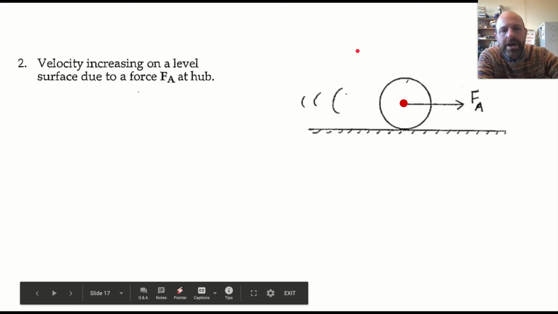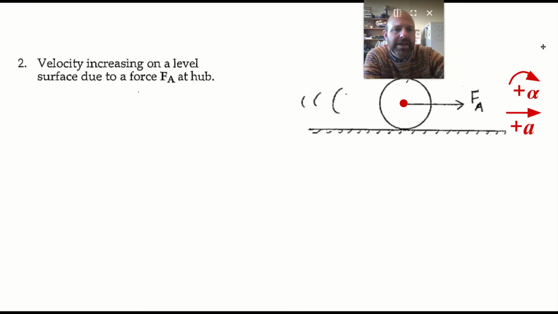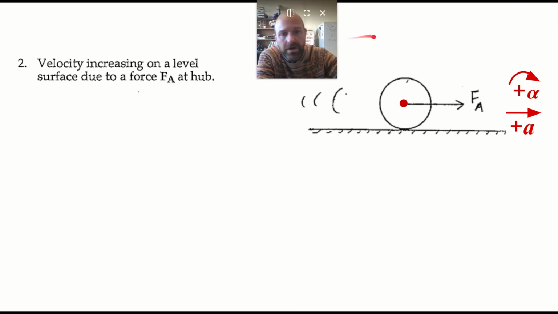Number two, we are pulling on it from the center of mass somehow, at the hub, at the axle. And this is kind of like the front wheel of your bike, which doesn't have any power driven to it, or the rear wheels of a front wheel drive car, that kind of thing. We're just pulling it along with the cart.